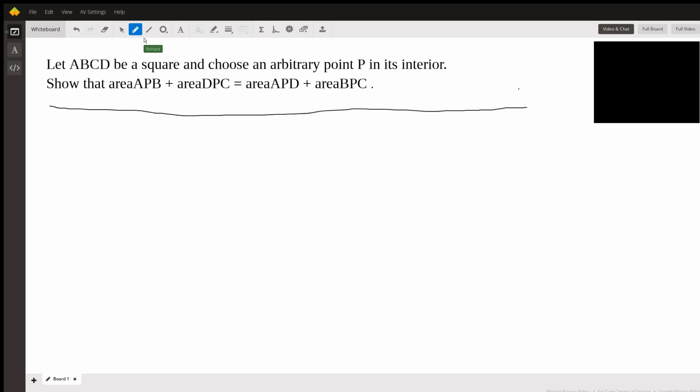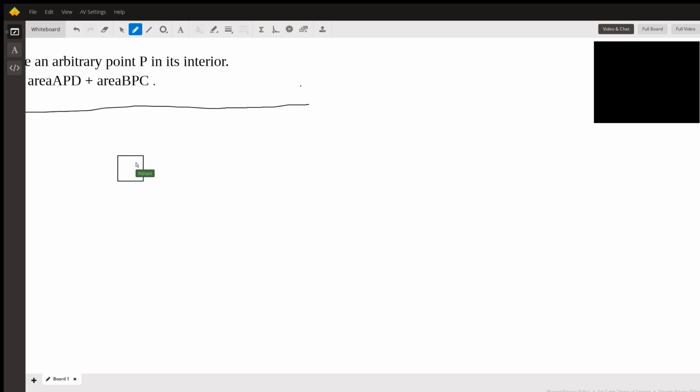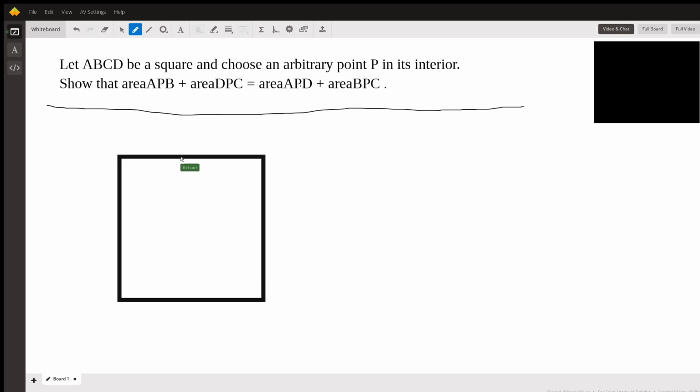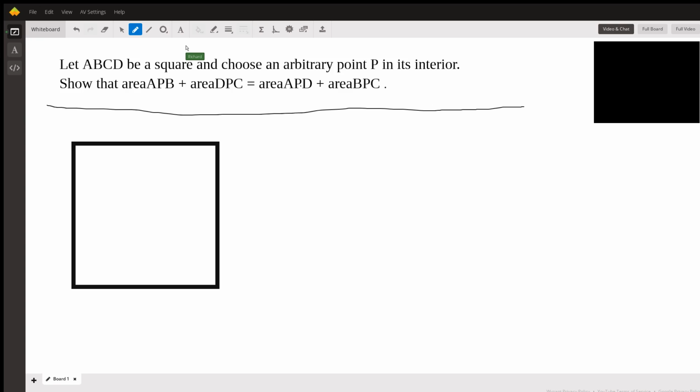So I'm going to start by drawing a square. Let me put this back where it belongs, and then we'll draw our square. Here we go. We'll make it a little bigger and drag it over here to the left. Okay, so we have an arbitrary square.